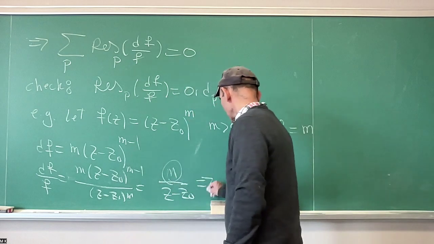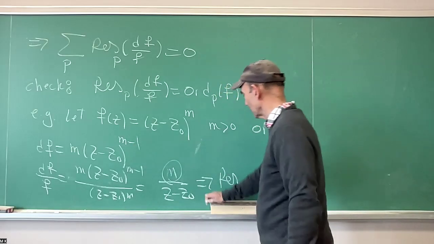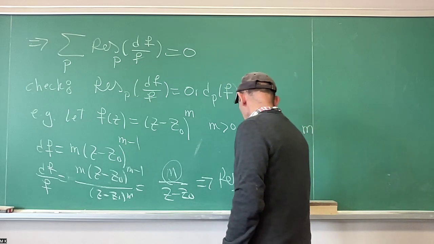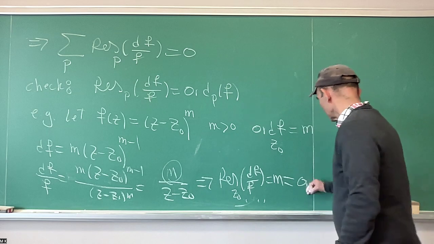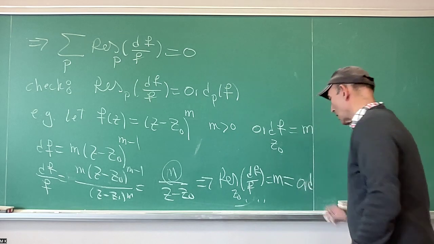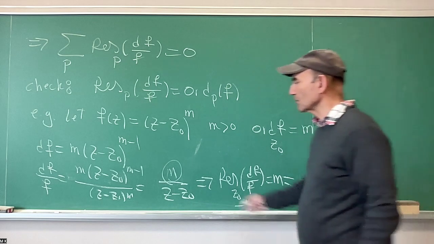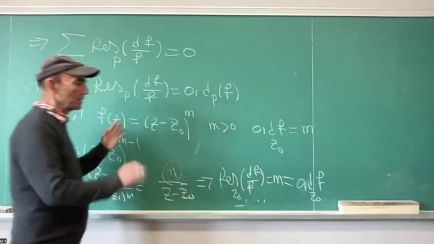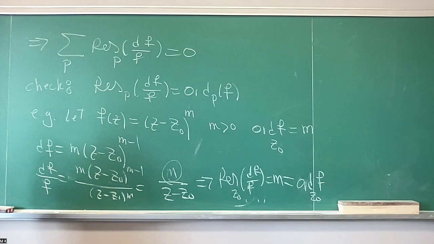So this implies that, at least for this simple function, the residue of df over f at z0 is equal to m, which is the order of f at z0. And this calculation goes through. If m is negative, same thing happens. If you just expand it, you get the same result. The calculation is the same. That's the essence of the idea.